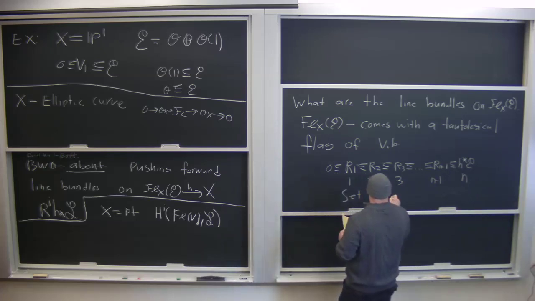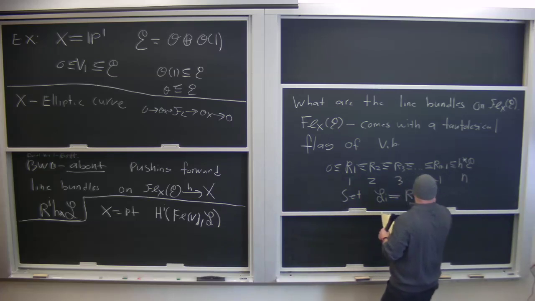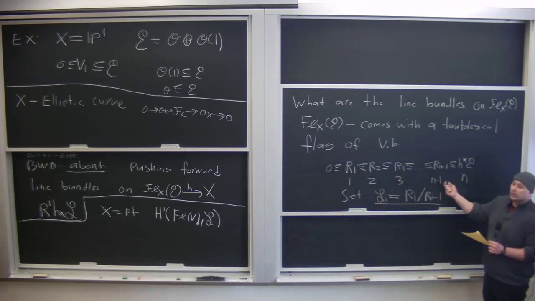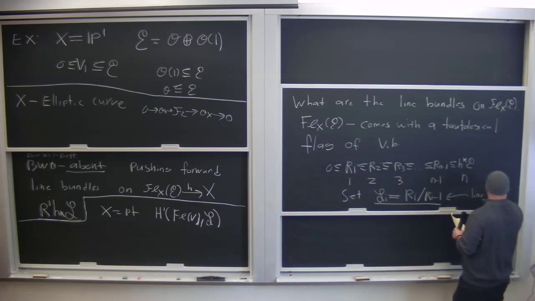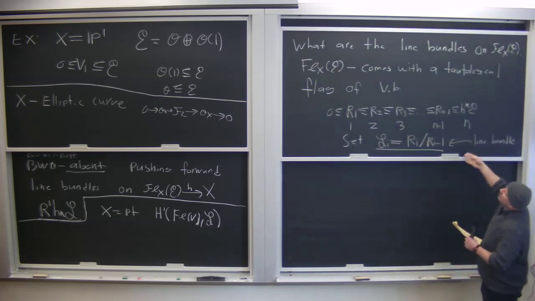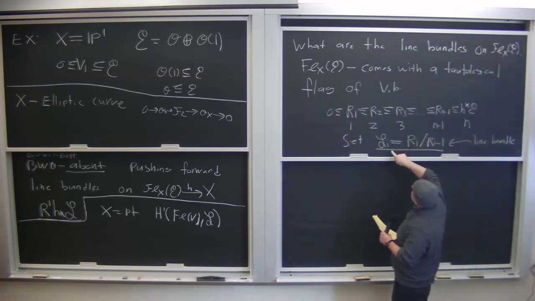let's say L_i is R_i mod R_{i-1}. So this is our vector bundle of rank 1, so this is a line bundle. And essentially, every line bundle on the full flag variety is built out of these ones.